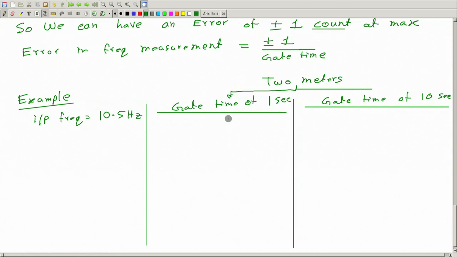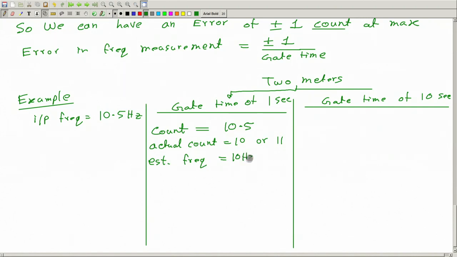In this case, how many counts do we expect? Count should be equal to 10.5 in 1 second. But the actual count will be either 10 or 11. So the estimated frequency is how much? If it is 10 within 1 second, then the frequency is 10 hertz. If the count is 11 within 1 second, then it is 11 hertz. So the error is 0.5 hertz.